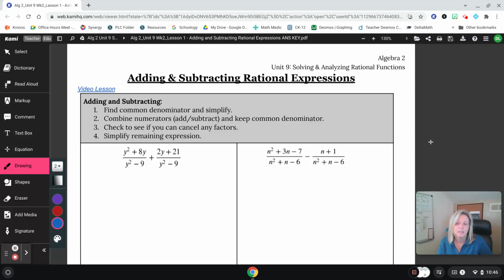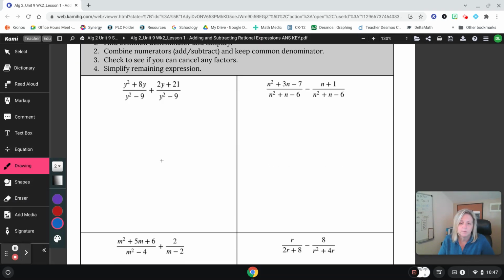In this lesson, we're going to look at adding and subtracting rational expressions. So remember that rational just means that they are fractions. And when we add or subtract fractions, we have to have a common denominator. Then we can perform the operation, add or subtract, and then we can cancel and simplify as we've been doing in other lessons. Let's look at some examples.